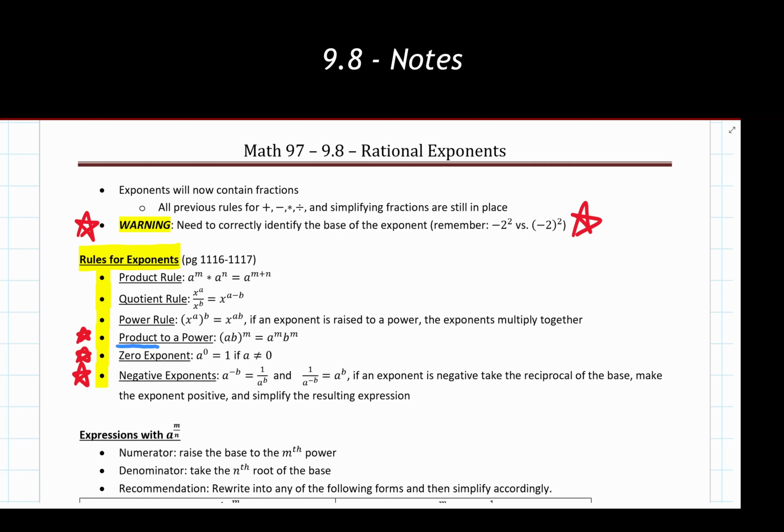Now the last one that we have here, the negative exponent, is one that gets a lot of people in trouble because we incorrectly identify and use this negative sign in the exponent spot. The negative exponent property states that if an exponent is negative, then we take the reciprocal of the base, we make the exponent positive, and then simplify the resulting expression afterwards. So this negative in the exponent spot absolutely never changes the base from a positive to a negative number or a negative number into a positive number.